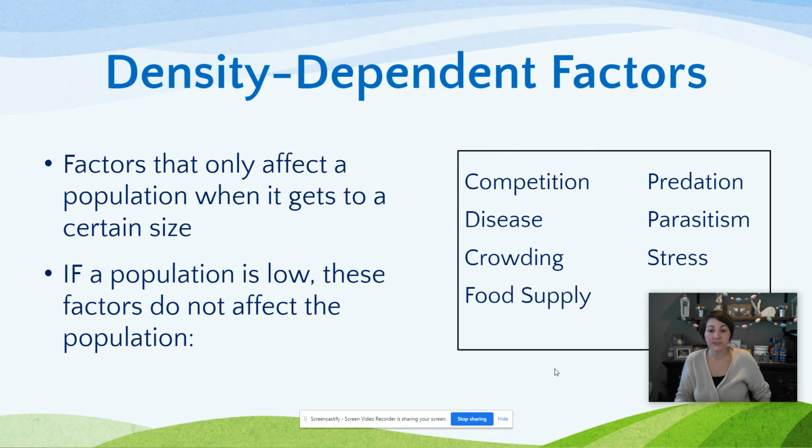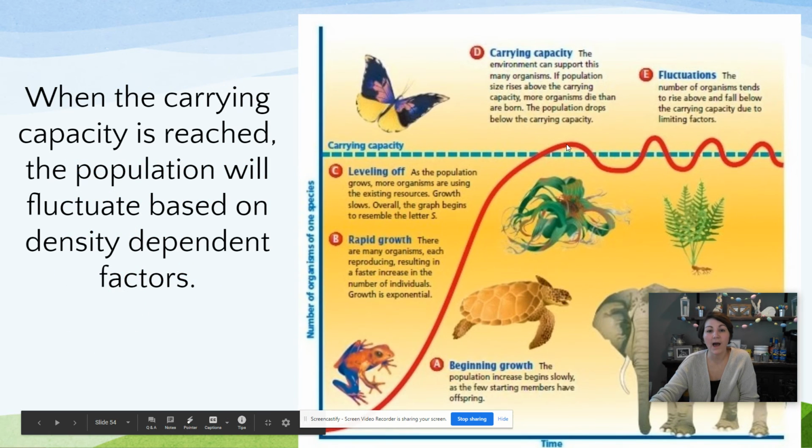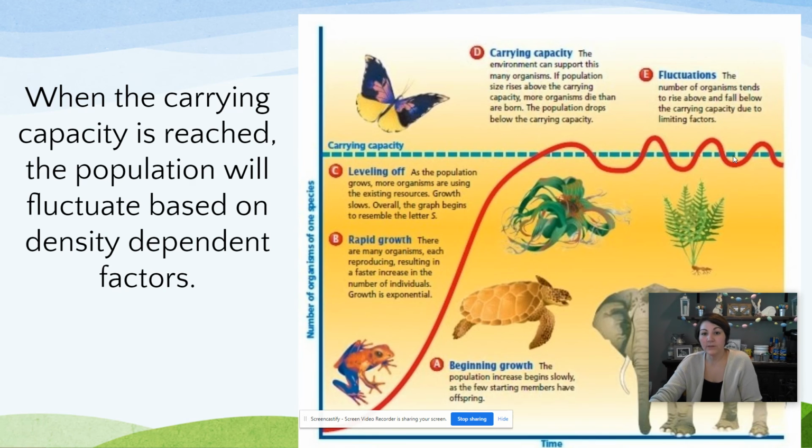And so as your population increases, this plays a larger role. And so these are things like competition. The bigger population, more competition. Disease, the bigger the population, the easier disease can go through it. Parasitism, stress, even the food supply and shelter, all of these are going to play a bigger role if the population is larger. So as the population grows, these things are going to start to slow the population. And these density dependent factors are really why we see this fluctuation around the carrying capacity and really why this slows down. So when the carrying capacity is reached, the population is going to fluctuate based on the density dependent factors and what they set the carrying capacity at.